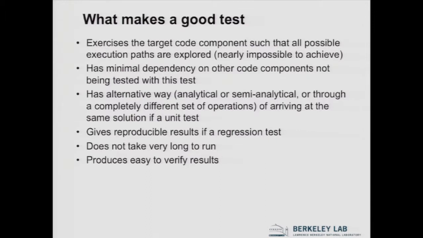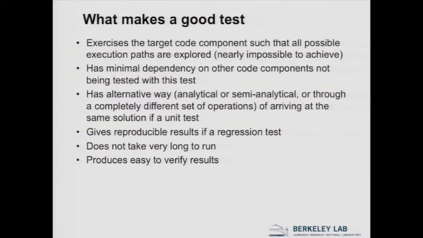It should have a minimal dependency on the code components that are not under testing in that particular test, because again that obscures it, making pinpointing the cause of the error in the test much harder. If you're turning it into a unit test, then ideally there should be an alternative way of computing the same solution, because just doing the same thing over and over again doesn't necessarily tell you much about the correctness. So you should have an analytical or a semi-analytical way, or a completely alternative computational way by which you can generate a solution and compare it against the solution you're generating through your component.